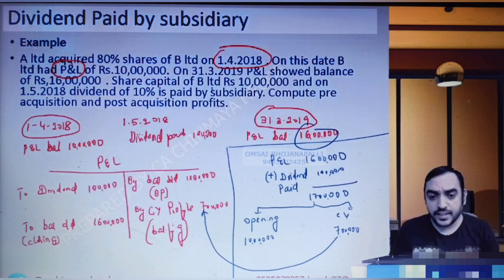And during the year, on 1/5/2018, they paid a dividend of 10%. So 10% of 10 lakh means 1 lakh. Now, 10 lakh was there, you paid a dividend of 1 lakh, and the P&L closing balance is 16 lakh.